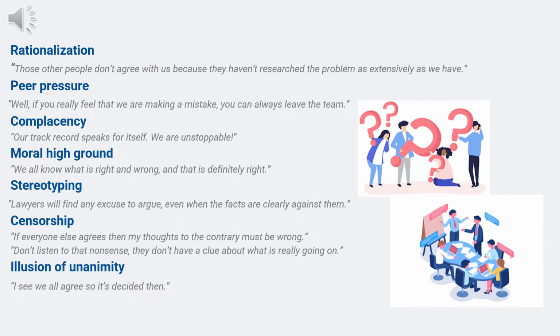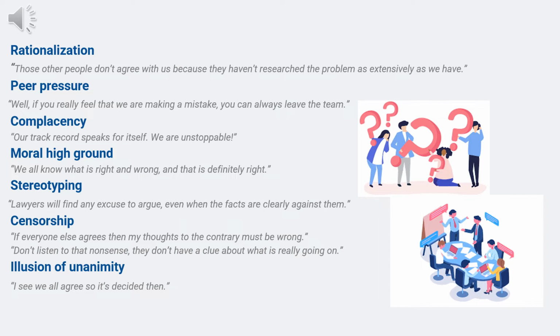For stereotyping, as the group becomes more uniform in their views, they begin to see outsiders as possessing a different and inferior set of morals and characteristics from themselves. These perceived negative characteristics are then used to discredit the opposition.